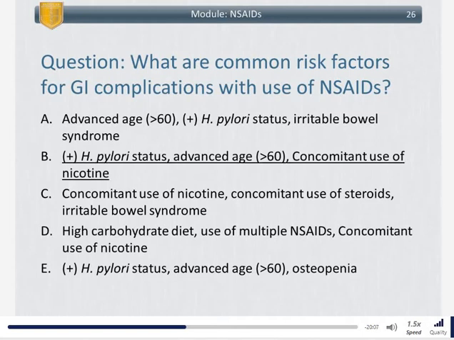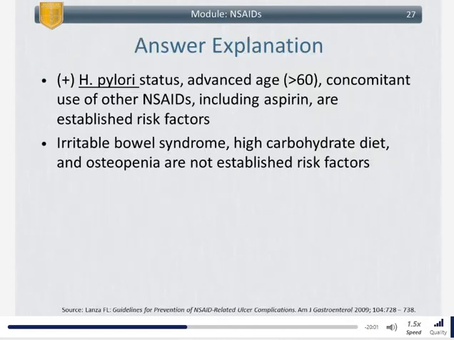Correct choice is B, positive H. pylori, age greater than 60, use of nicotine. So these are all risk factors for use of anti-inflammatories. There are others, such as use of multiple NSAIDs, including aspirin. And it is not true that irritable bowel syndrome, a high carbohydrate diet, or osteopenia are risk factors for the GI complications of NSAIDs.